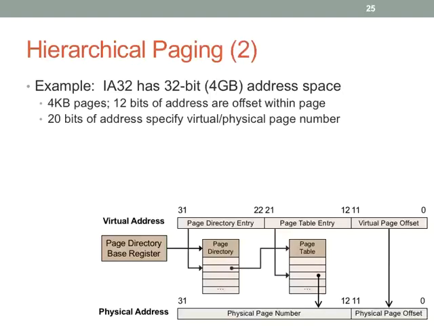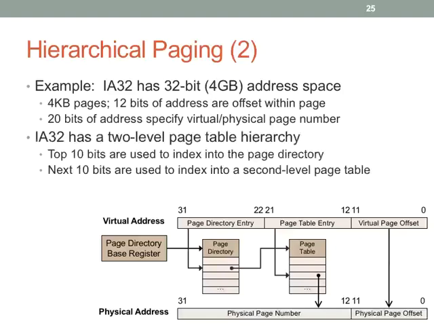Makes it pretty simple. So IA32 has 2 of these levels. Let's see what else I say about this. You have the page directory, and then you have the page table. And so given that we have 32 bits, and our virtual page offset is 12 bits, we have 20 more bits, and we just divide it in half, 10 bits for each level. So that's pretty easy.